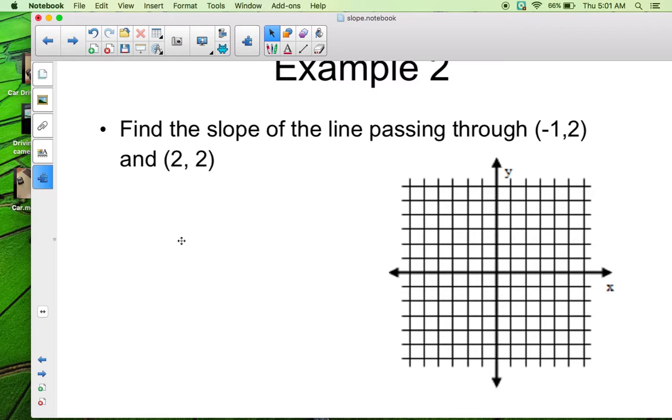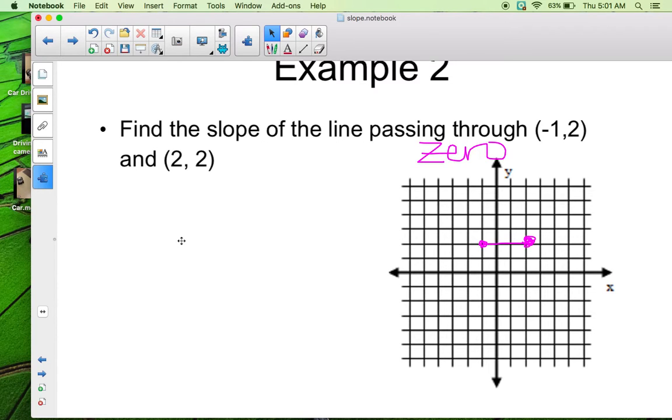Now, let's try it again. Let's plot these 2 points. -1, 2, and 2, 2. Let's look at that. What type of line is that? It's a horizontal line. So what is the slope? The slope for a horizontal line is 0.